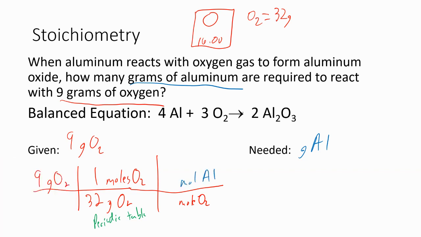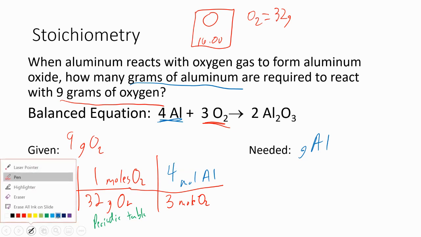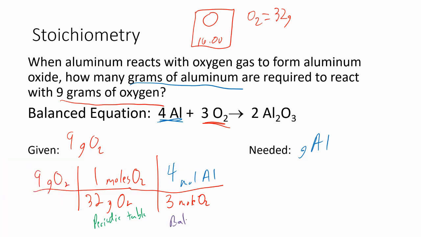So we need to use this balanced equation. And every single one of these questions will require that you use the balanced equation. So we want to go from 3 moles of oxygen to 4 moles of aluminum. We got this from the balanced equation. All right. And then we got to get to grams of aluminum. So we got to get rid of moles of aluminum, and we got to go to grams of aluminum.